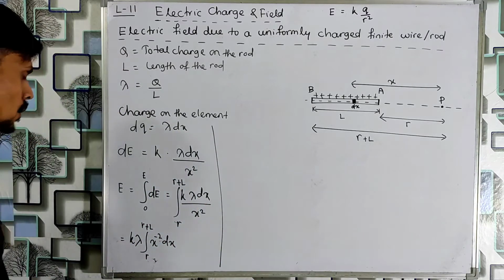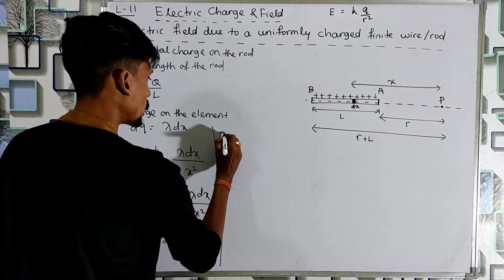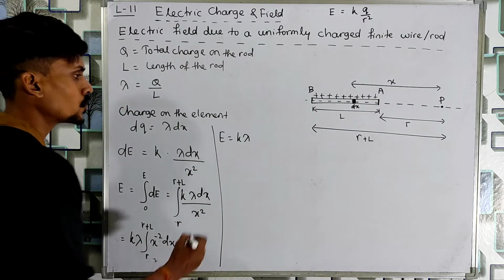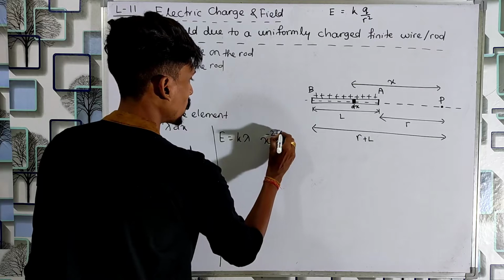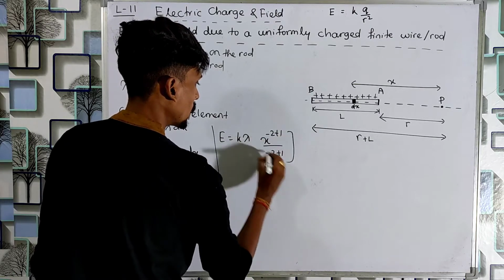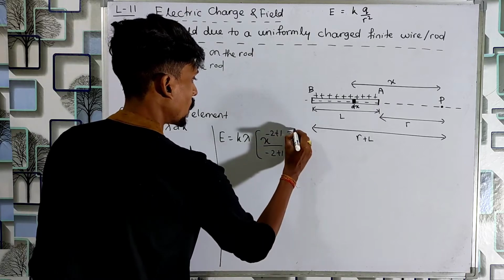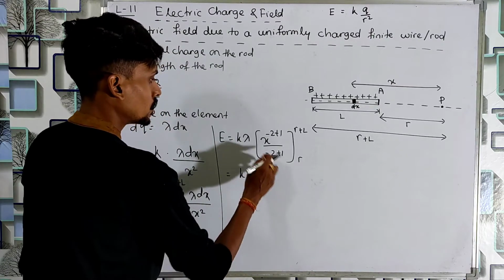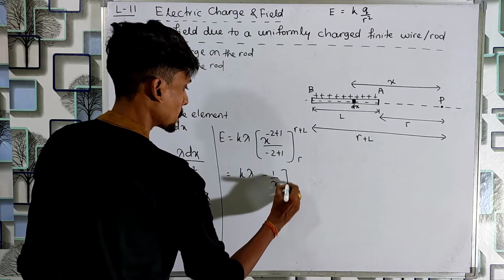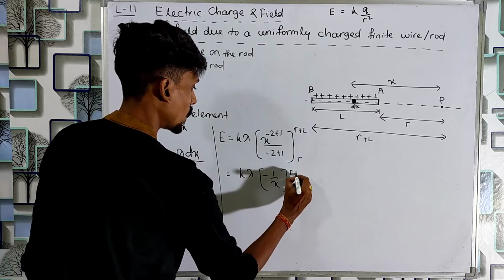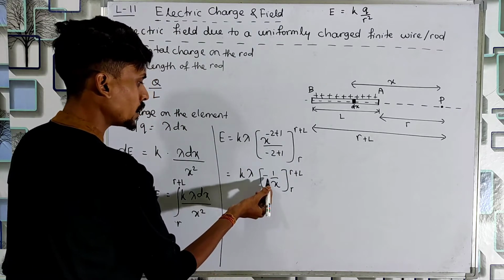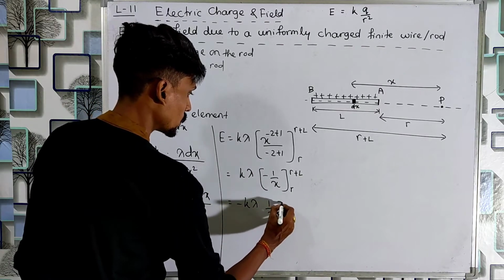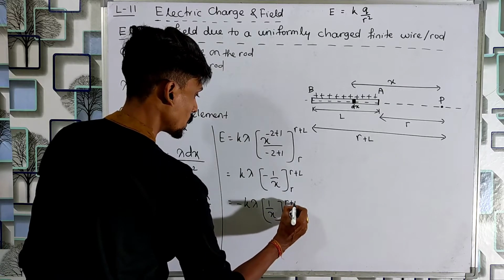Is that clear? So next step is E equal to k into lambda. Integration of x to the power minus 2 dx will be x to the power minus 2 plus 1 by minus 2 plus 1, and here the limits are from R to R plus L. That is equal to k into lambda. This one will be minus 1 by x. The limits are R to R plus L, and you can take this negative sign outside. So it will be minus k into lambda 1 by x. The limits are from R to R plus L.